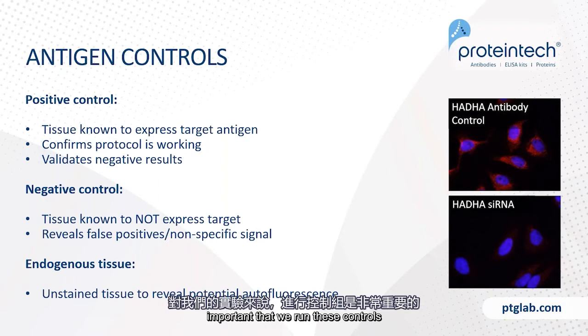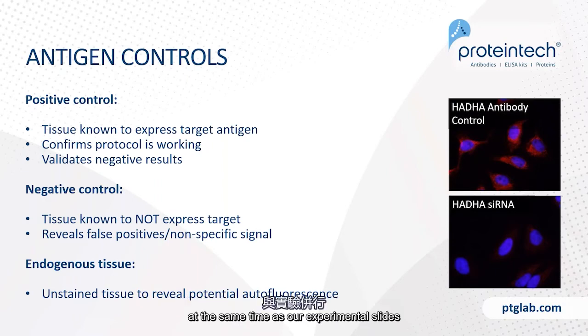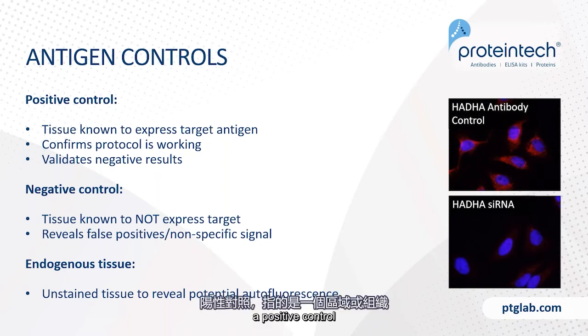And it's highly important that we run these controls at the same time as our experimental slides, in order to negate any differences that you have with day-to-day variability between experiments. So our antigen controls need to include a positive control, and this is where we stain a tissue which we know expresses the target antigen.